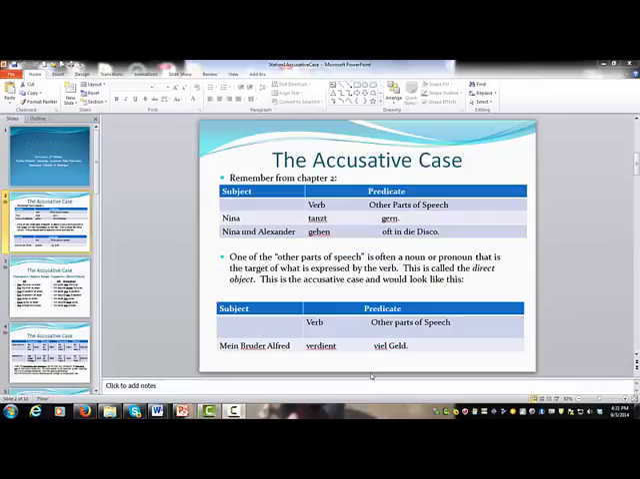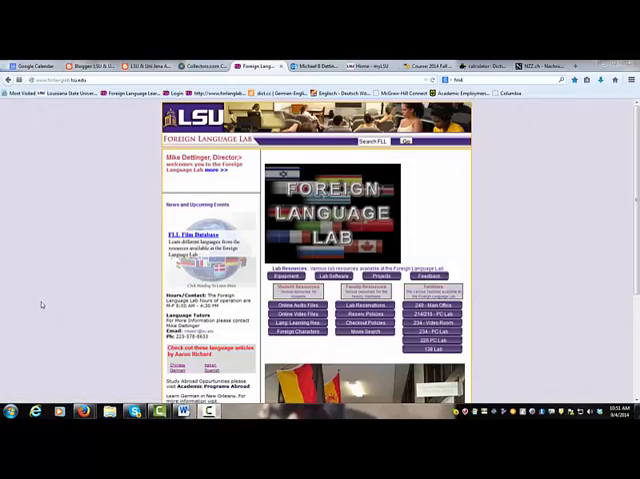This time we're going to discuss the accusative case, and just to note, pretty much all four of these cases can be used within one sentence, but I'm just focusing primarily on each of these cases individually, and we'll see other examples throughout the semester that show all of them together.